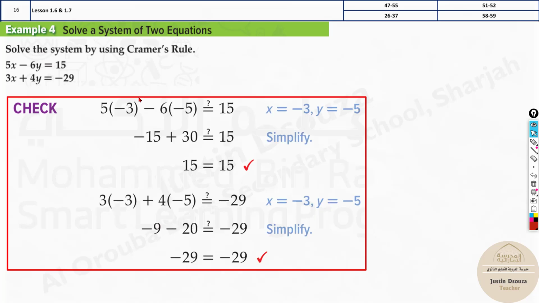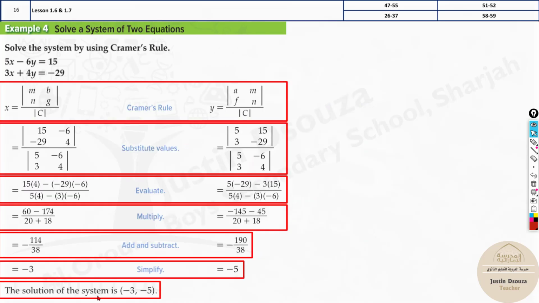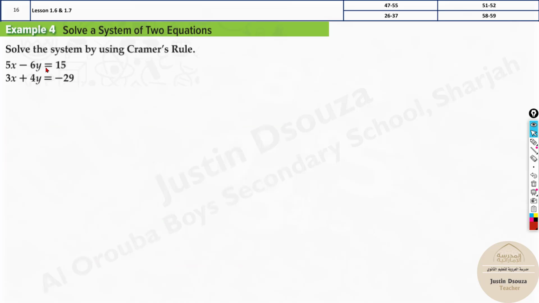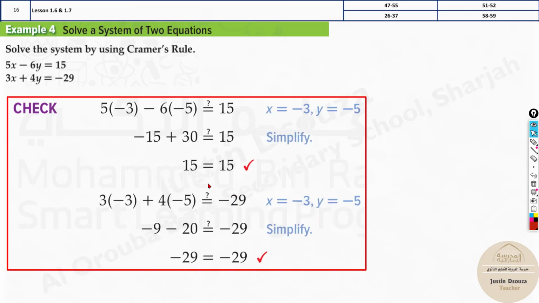Now over here there's another problem. Oh no, it's the same one. It's just a check. So once you get the answers, if you put them back into the equation, both the sides must be equal. That is how we can check it. So this is one way.